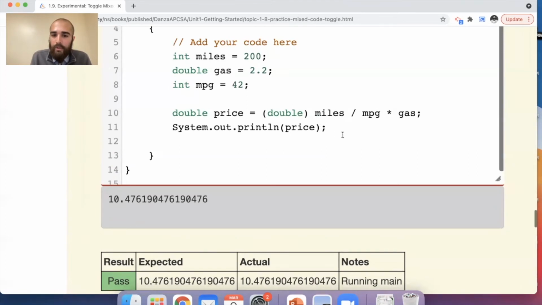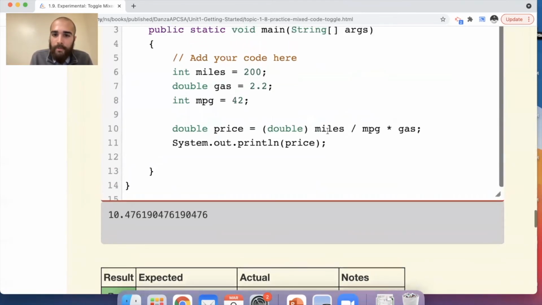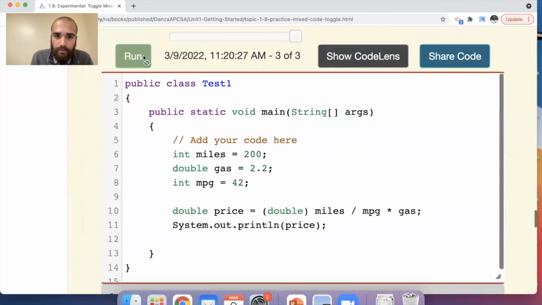But yeah, just for clarification, I'll say it out loud. The reason why, when we originally didn't have this here, is we took miles, an int, divided by an int, which will give you an int, and then multiplied by a double. I need to at least put a double there, or I could have changed one of the data types up here. Right.